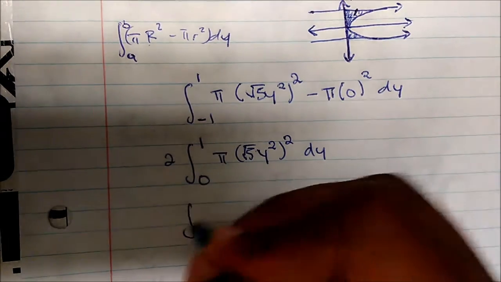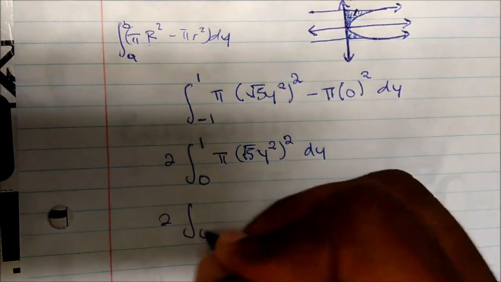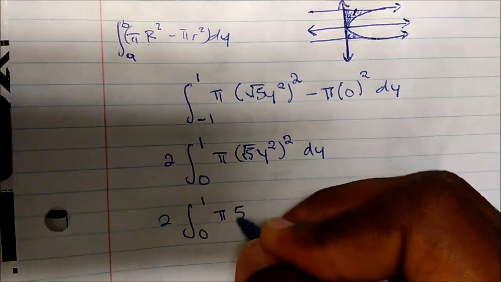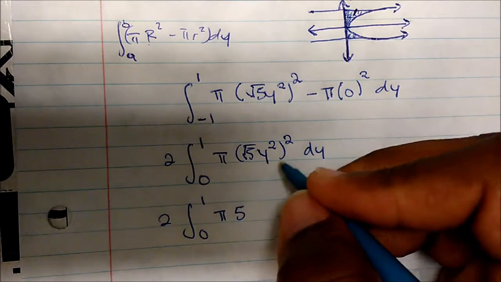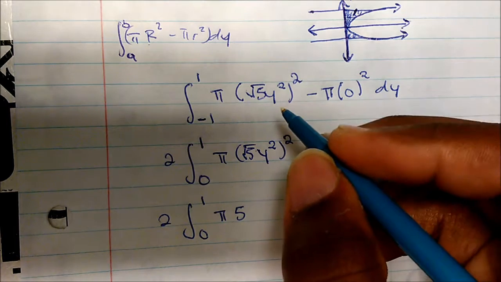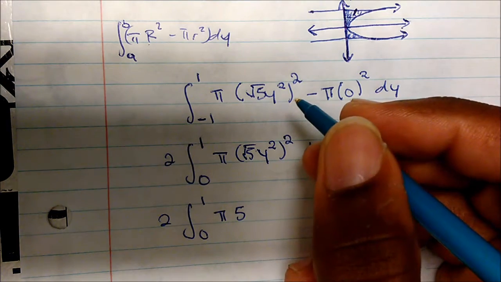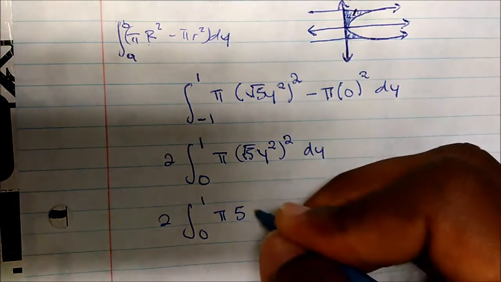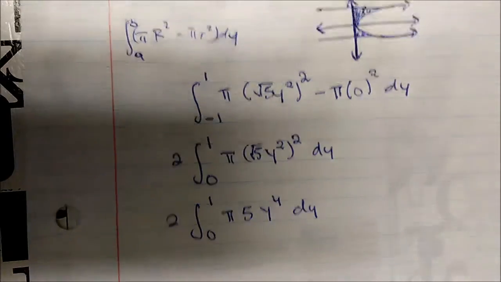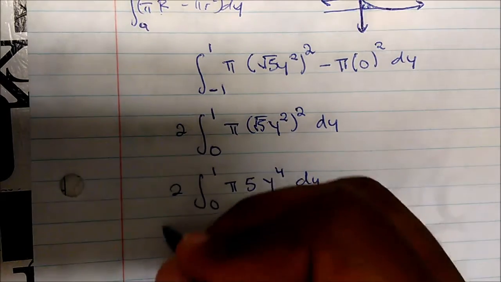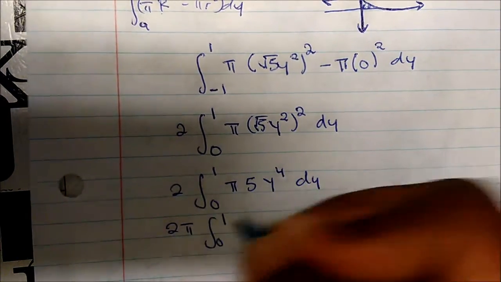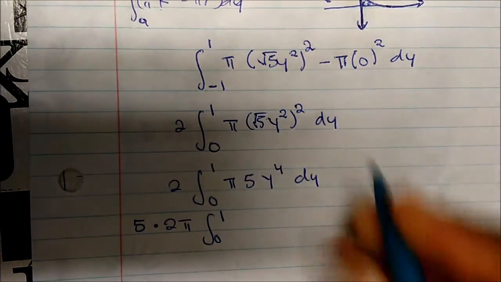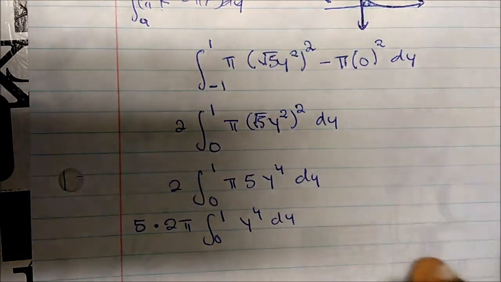Okay, now if I square this, this becomes 2 times the integral from 0 to 1 of pi. Well, the square root of 5 squared is just 5. And then y squared squared is just what? We're just adding our exponents, so this becomes y to the 4th dy. Now again, pi is a constant, so I could factor it out. So this becomes 5 times 2 pi from 0 to 1 of y to the 4th dy.